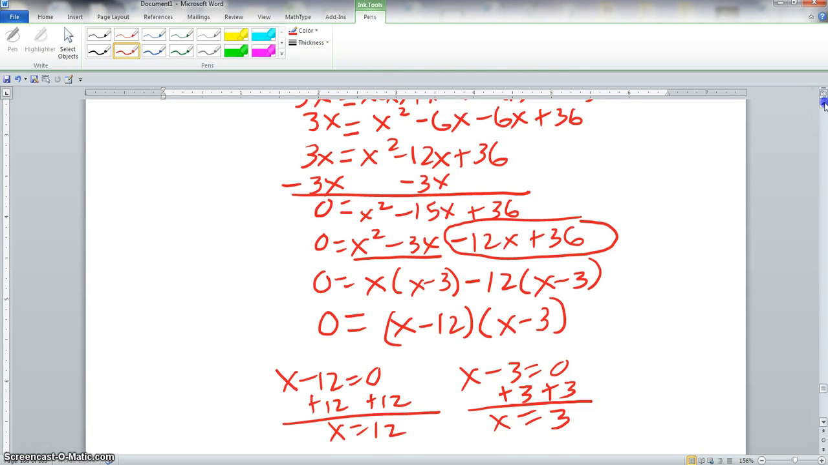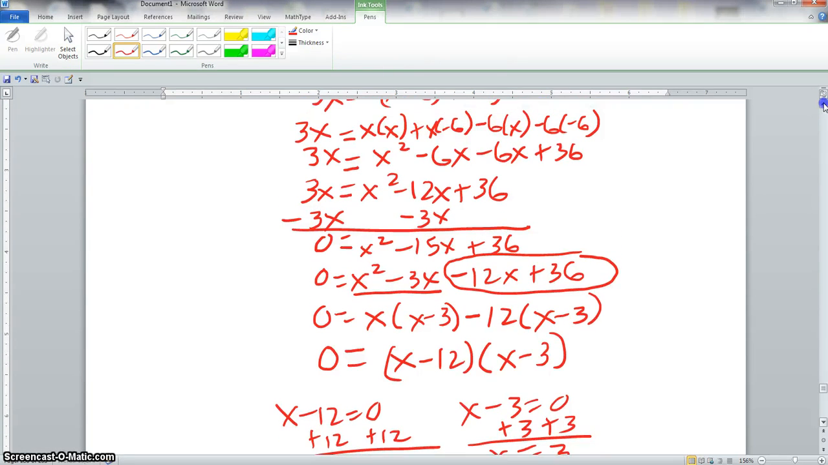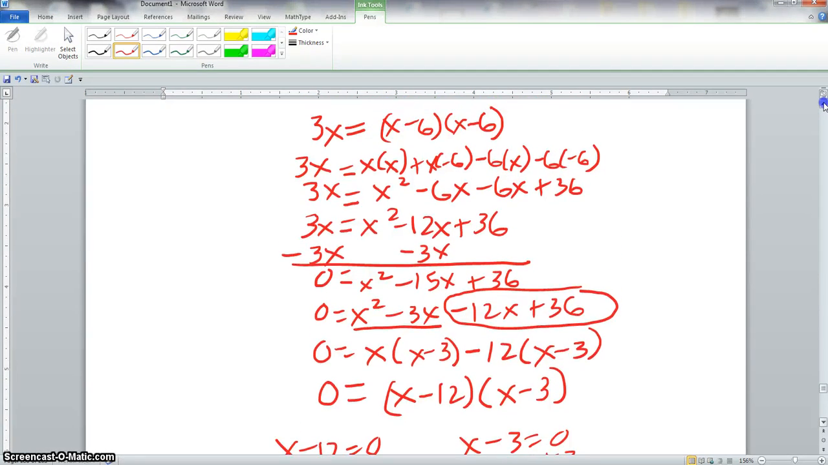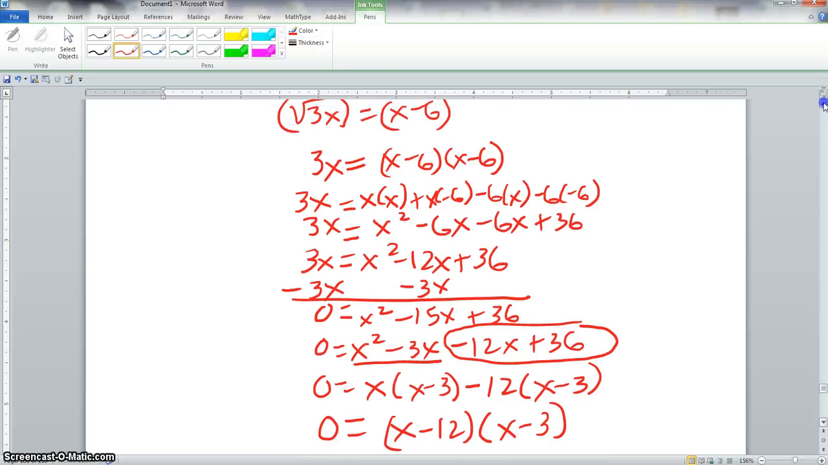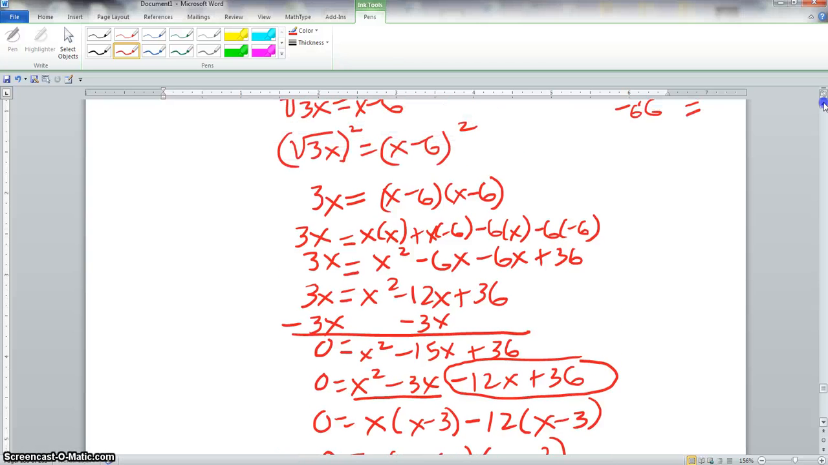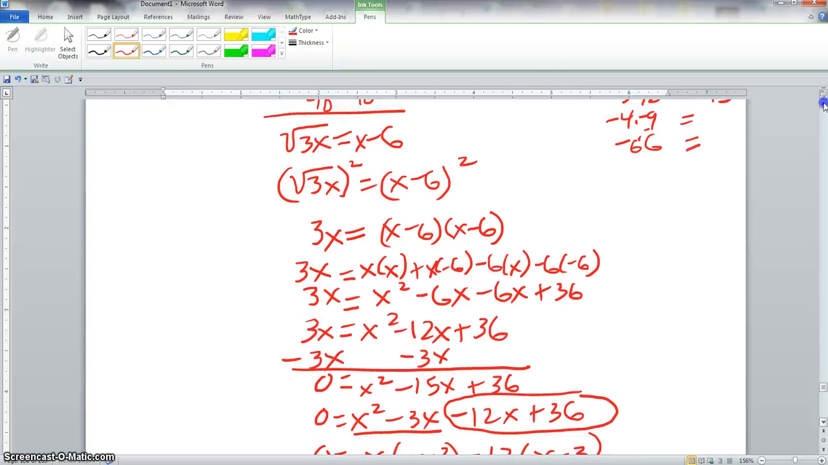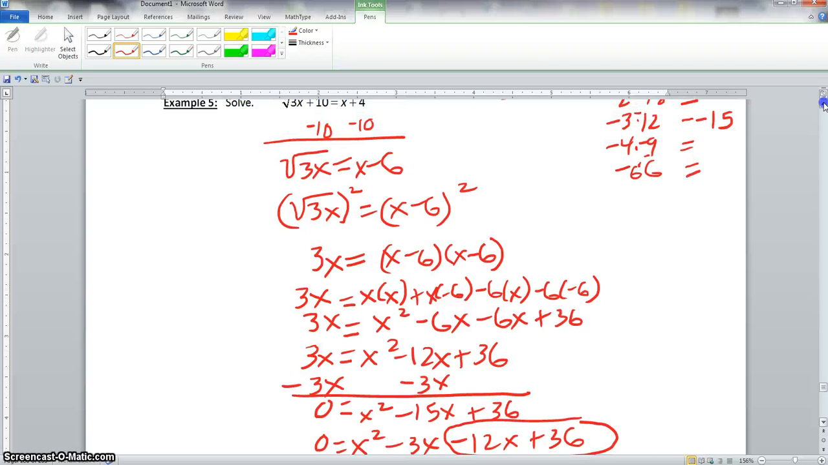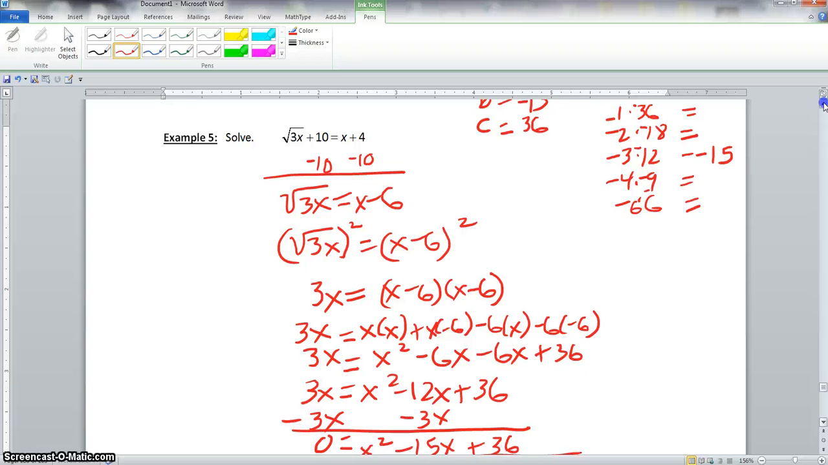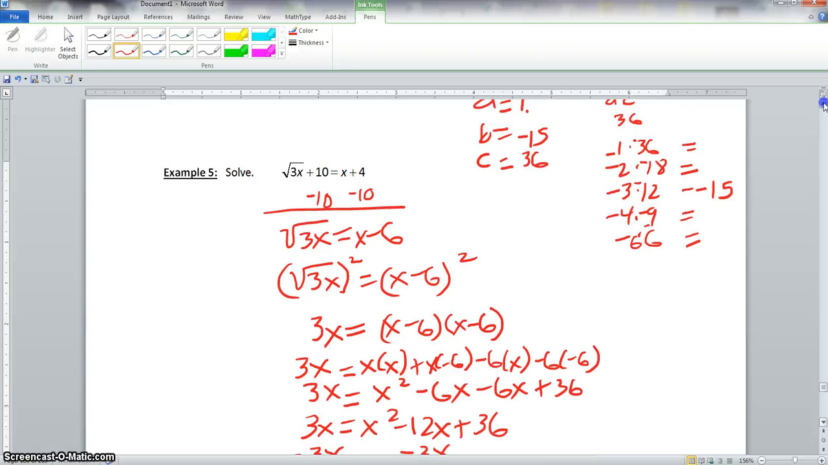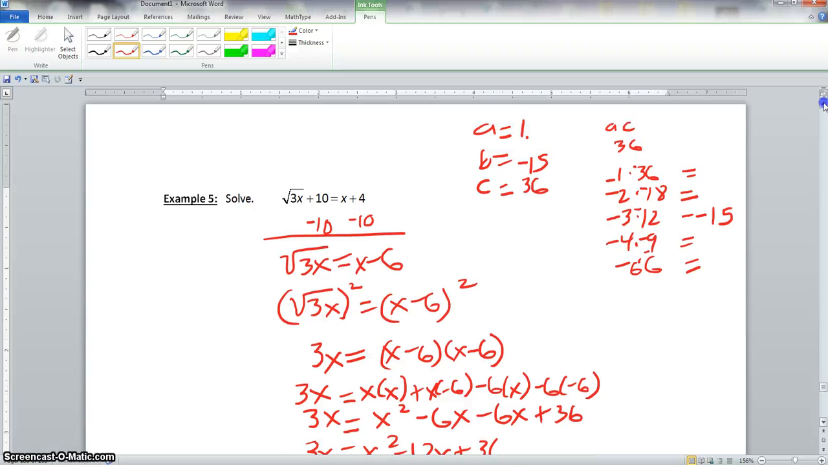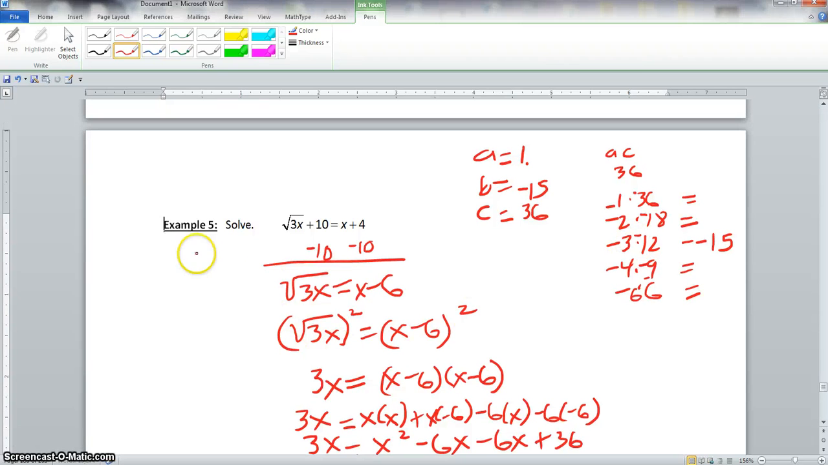Now what we need to do is go back to this original problem and substitute in 12 and also 3 into this problem to see if it works. And if it does, we keep both of the answers. If it doesn't, we will get rid of whichever answer doesn't work. So I would suggest that we start off with 12.